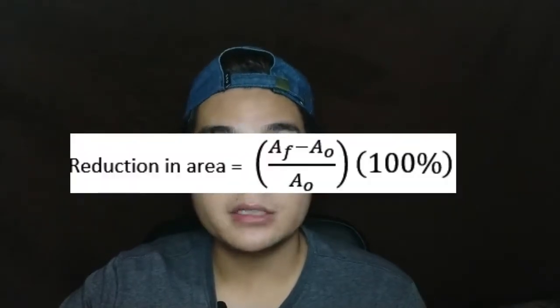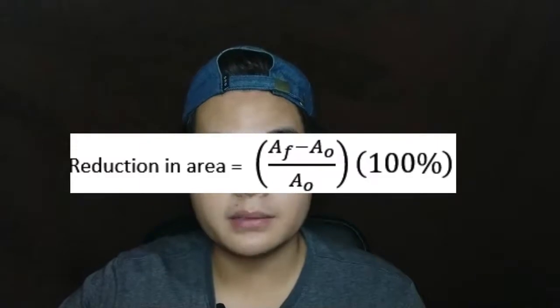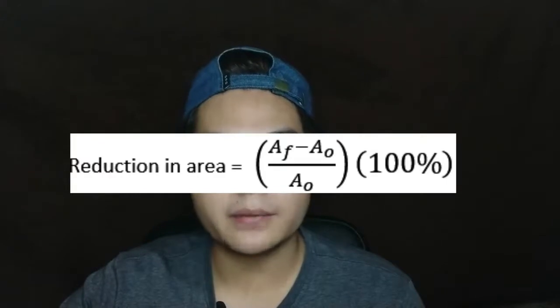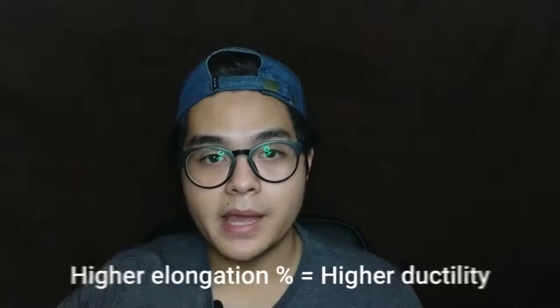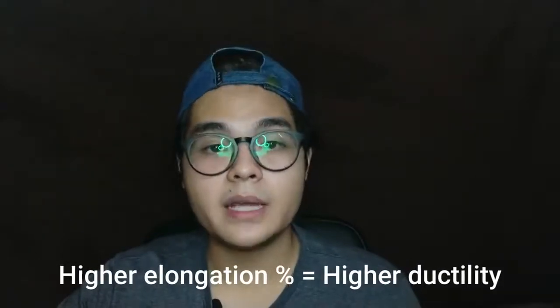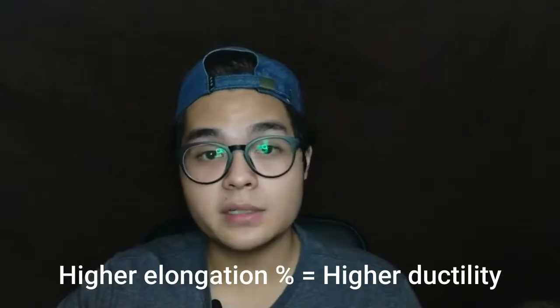Reduction in area. To calculate reduction in area, the formula is: reduction in area is equal to initial cross-sectional area minus final cross-sectional area, divided by initial cross-sectional area, times 100%. By using this formula, aluminium has the highest reduction in area. Aluminium also has the highest elongation percentage, which means that aluminium is the more ductile material. On the other hand, the lowest is steel, which is prone to being less ductile.